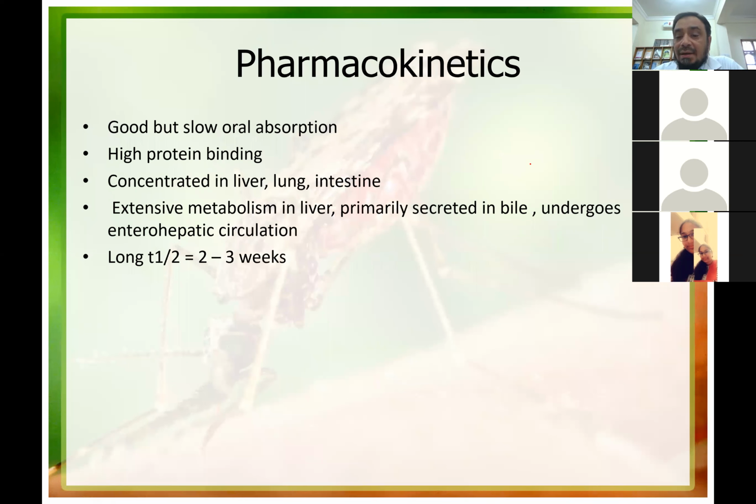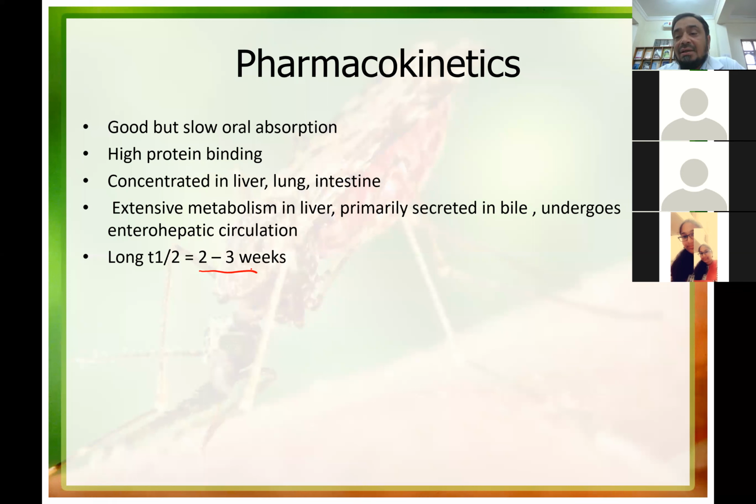Mefloquine is also a drug which has a long half-life, that is 2 to 3 weeks, and it undergoes enterohepatic circulation. It has a high plasma protein binding. It undergoes enterohepatic circulation. That is why it has a very long half-life, that is 2 to 3 weeks.